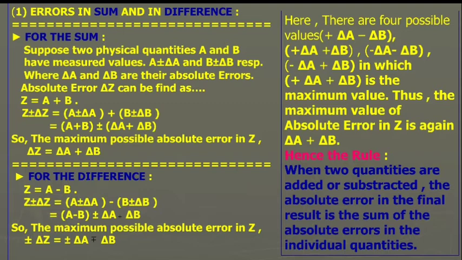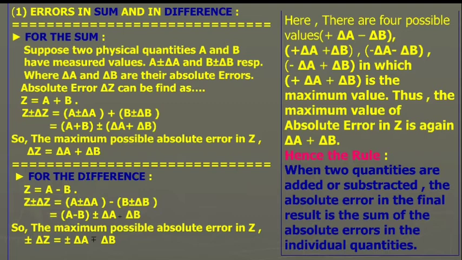So the maximum possible absolute error in Z is given by delta Z is equal to delta A plus delta B. Same way for the difference, Z is equal to A minus B. So Z plus minus delta Z is equal to A plus minus delta A minus B plus minus delta B is equal to A minus B plus minus delta A minus plus delta B. So the maximum possible absolute error in Z is given by plus minus delta Z is equal to plus minus delta A minus plus delta B.